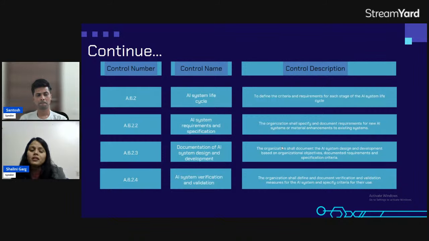Another standard talks about documentation of the AI system design and development. So we have to document it. I am telling you from the start of this session that we have to document it. It is the most important thing. So let's cover it in a nutshell. When the organization sets out to create an AI system, they kick things off by noting down a plan based on what they want and the requirements of it.